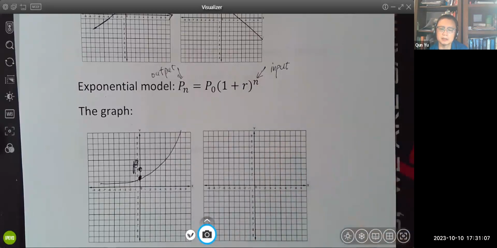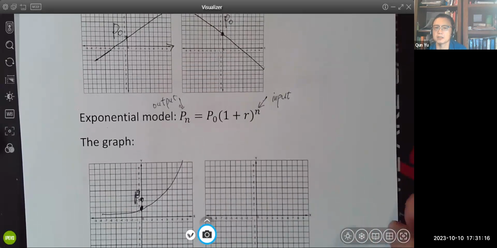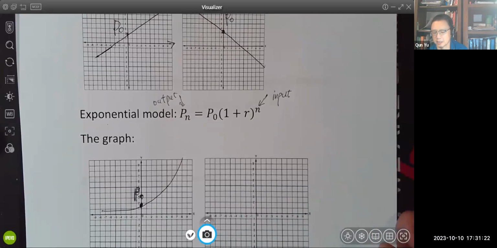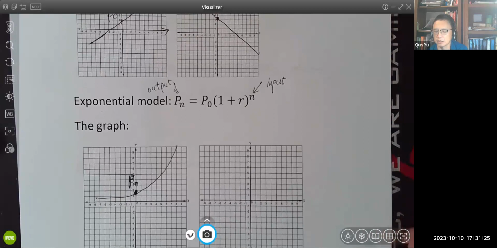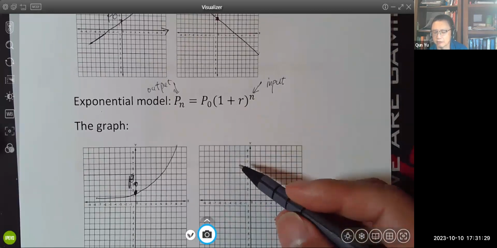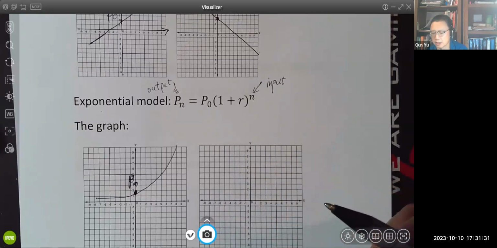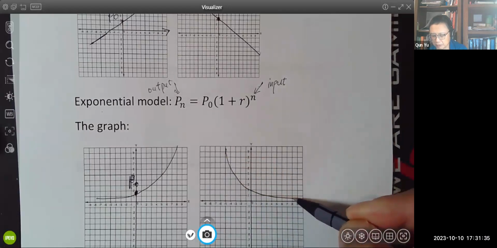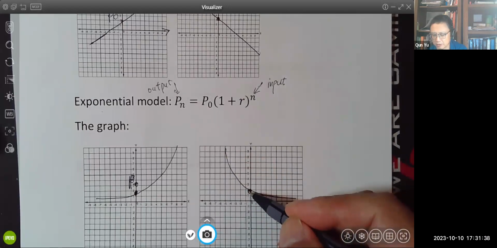By the way, this is how you identify whether you have a linear model or an exponential model. Whenever the growth rate is a fixed amount, you have a linear model. Whenever the growth rate is a fixed percent, you have an exponential model. If this is a declining percentage, you're going to have a smooth curve going down from left to right, something like this. This is the initial value again.